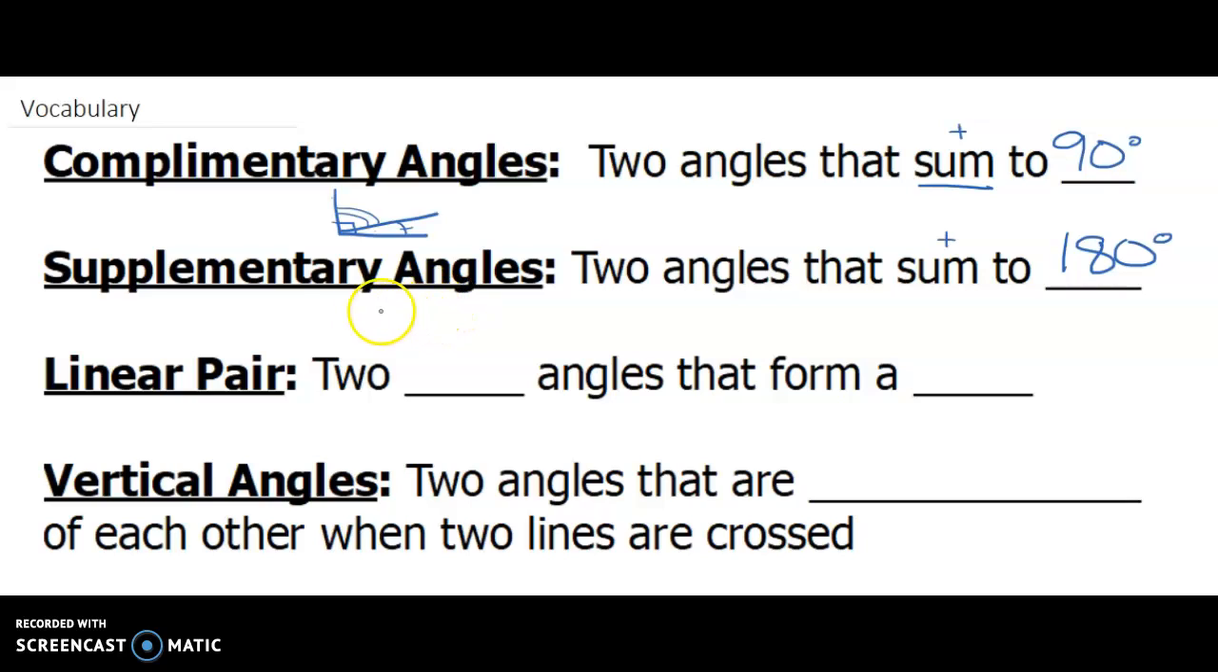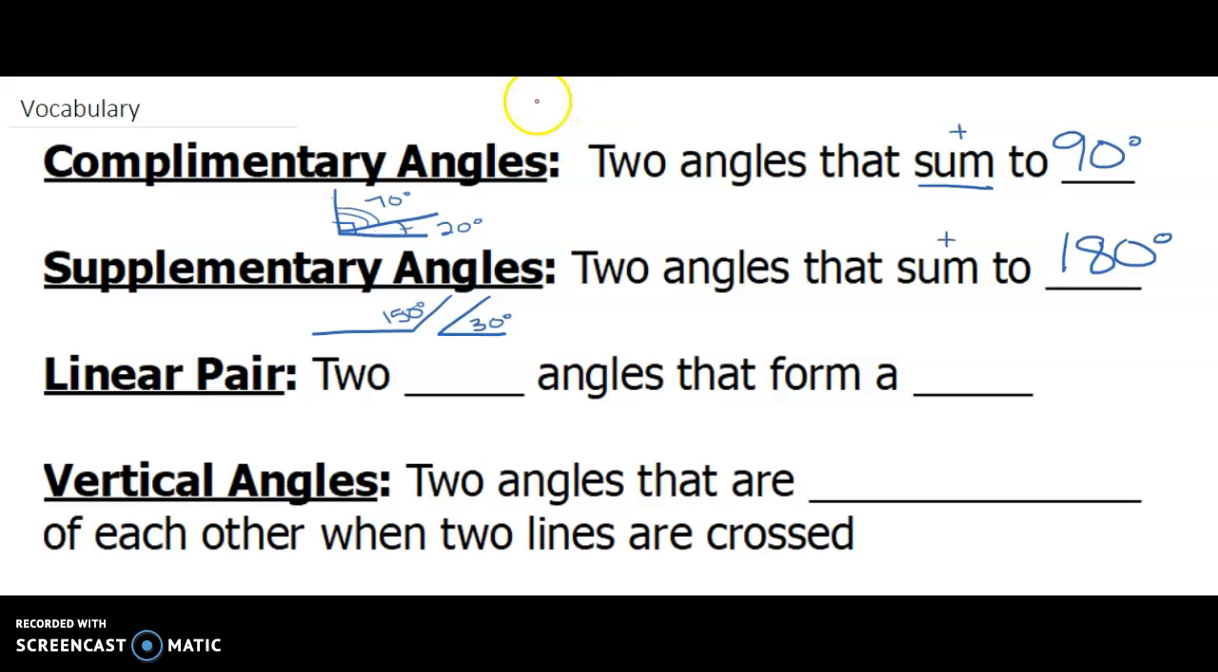Supplementary angles, maybe I have, I don't know, this here and this here. Maybe they're totally separate. Maybe this is 150 and this is 30. These would be supplementary angles because they add to 180. Let's just put numbers to here, 20 and 70. Okay, so a lot of people get these flipped.